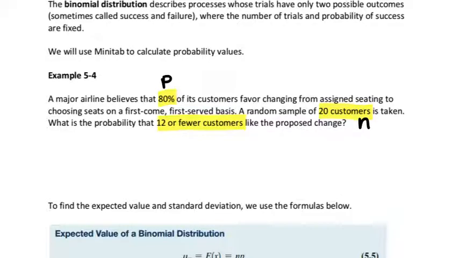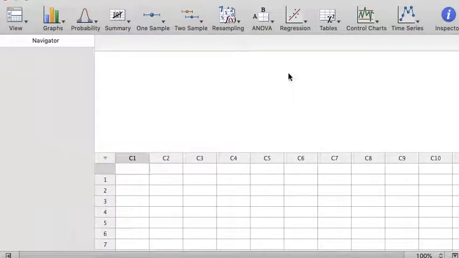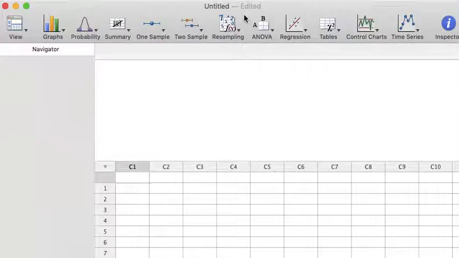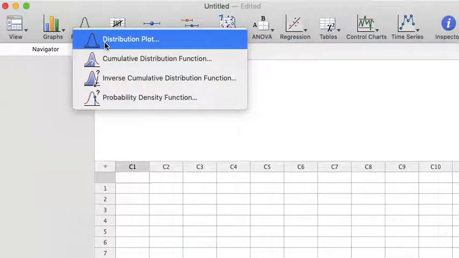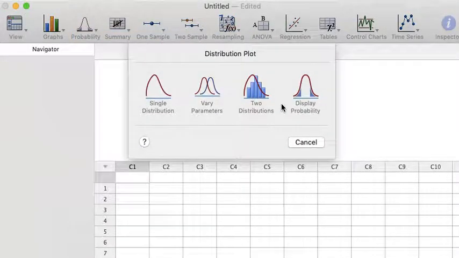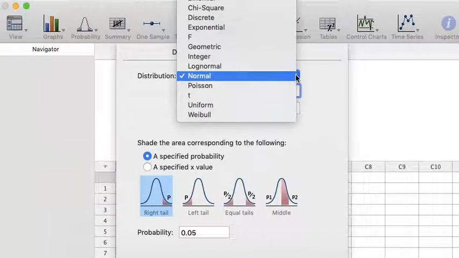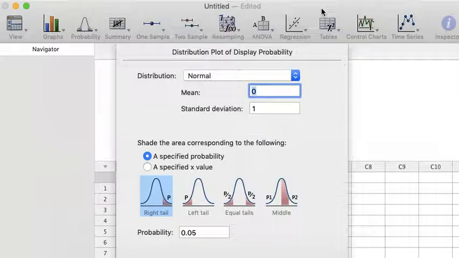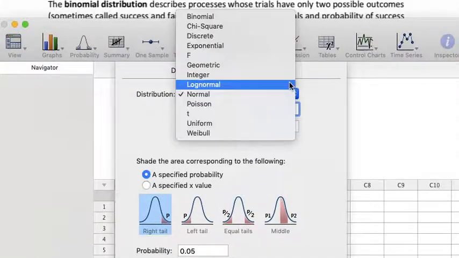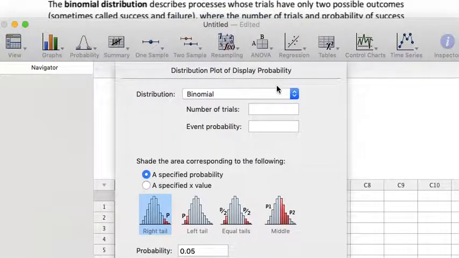So I'm going to open up Minitab. I'm doing this in Minitab Express, but in Minitab 18, it'll be a similar process. The menus will just look a little bit different. So go to Probability, Distribution Plot, and Display Probability. Now I need to change the distribution here from normal to binomial. Let me pull this down so you can see it. It's all the way at the top.